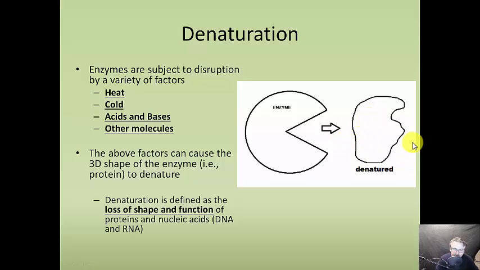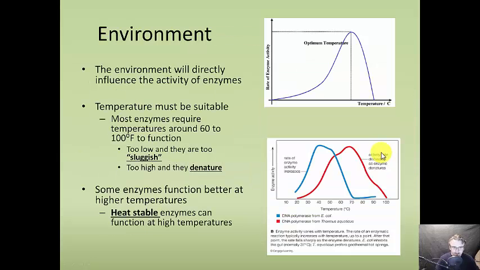Sometimes you can heat it up a little bit and it'll lose its shape, and then if you cool it down, the shape will come back and it'll start working again. But usually there's a point at which you heat it up too much and it can never reform the shape again properly. So every enzyme is different, but generally speaking, too much heat and they denature, and if it goes too far, you get permanent denaturation.